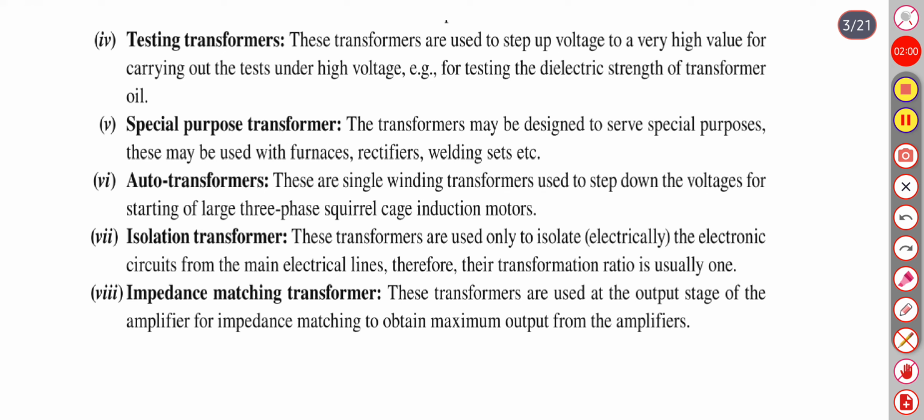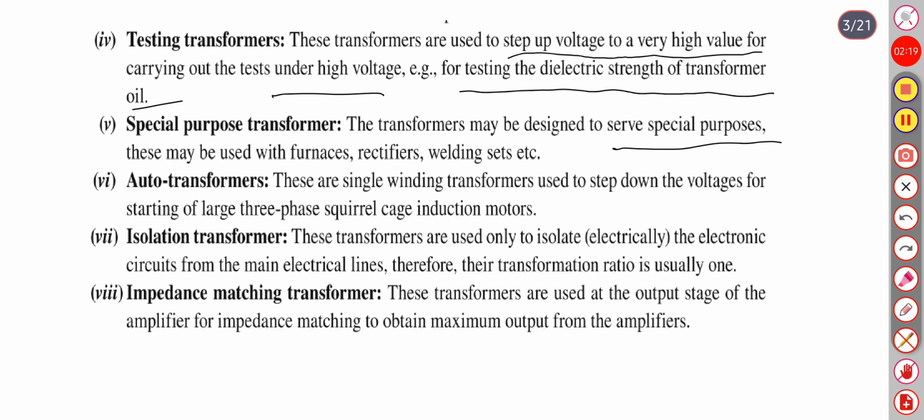Now, testing transformers are used to step up the voltage to a very high value for carrying out tests under high voltage, for testing the dielectric strength of transformer oil. Special purpose transformers may be designed to serve special purposes. These may be used with furnaces, rectifiers and welding sets.